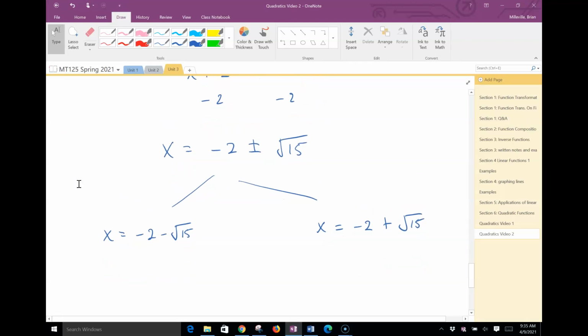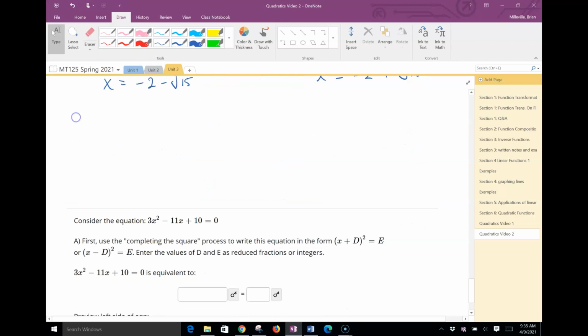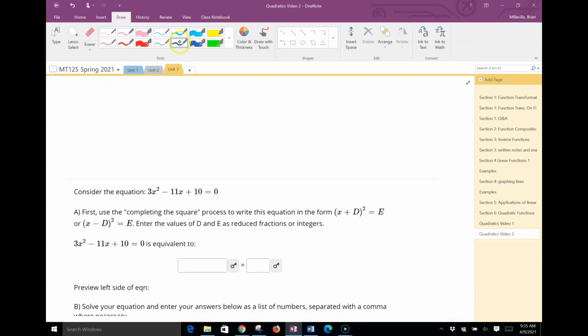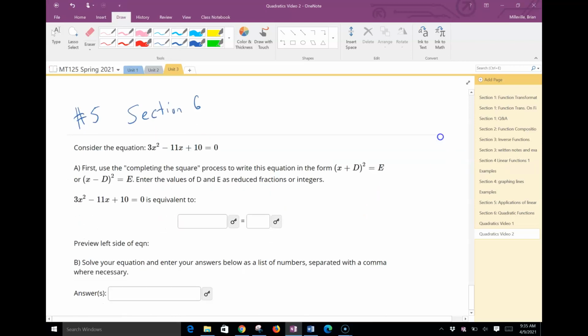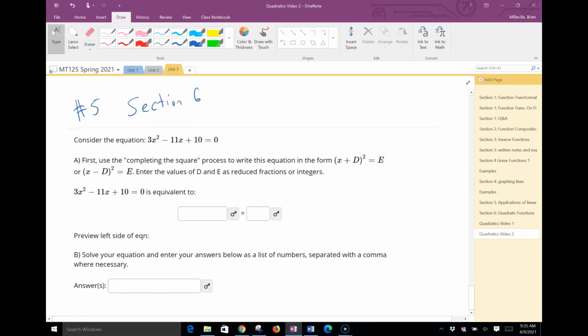All right, let's do one more example, and I'm going to take one from the homework. This is question number 5 in section 6. So that's homework 6 in unit 3, number 5. This one's a little tougher problem where we're going to solve it using the completing the square process, and it forces us to write it into the format that we're looking for. And just be aware that these numbers are not going to be that simple.